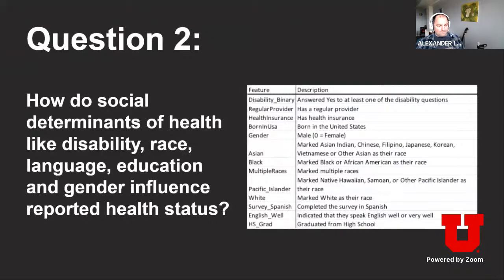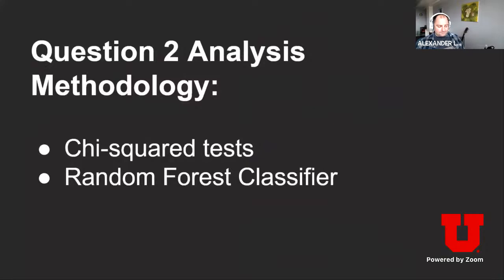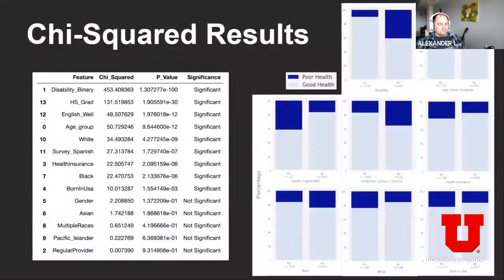How do social determinants of health like disability, race, language, education, and gender influence reported health status? Chi-square tests and a random forest classifier were used. In the chi-square test, 9 out of the 15 features had a significant relationship with the reported health status. Graduating from high school, being proficient at English, being white, having health insurance, and being born in the USA all had a positive correlation with health status, whereas being disabled, aging, having completed the survey in Spanish, and being Black all had a negative correlation.